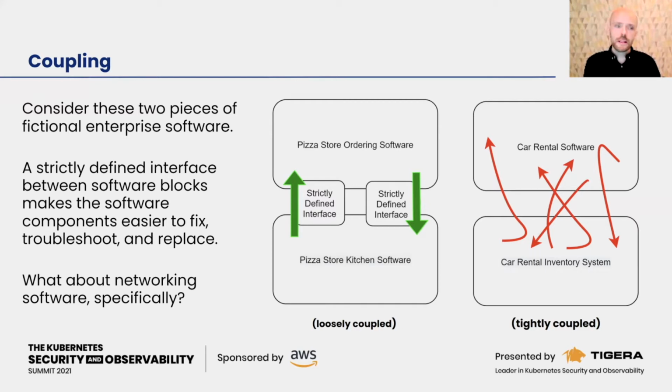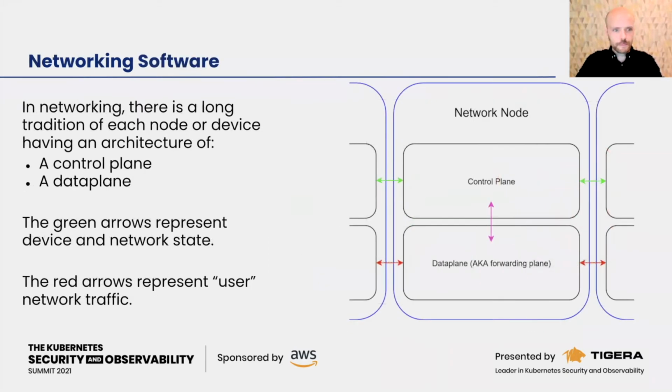Loose coupling with a strictly defined interface makes the software components easier to fix, troubleshoot, and replace, because provided you don't affect the external behavior of a module, then you can just replace the module as long as you don't touch the strictly defined interface. So we need to think about modularity and coupling. And generally, loose coupling is preferable to tight coupling, although there are some advantages to tight coupling in specific cases. But for our purposes, we prefer loose coupling and modularity. So how does this apply to networking software?